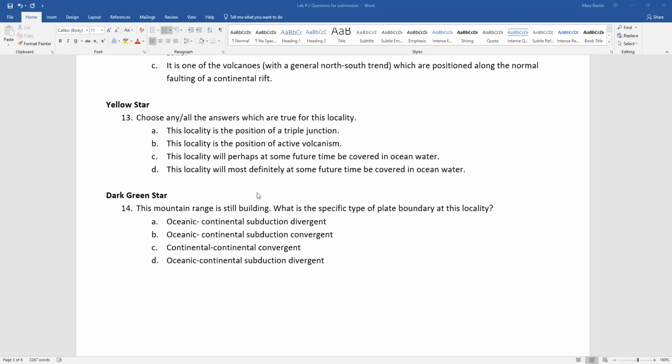This is the locality of active volcanism. Well, let's take a look at what that spot is doing. This locality will perhaps at some future time be covered in ocean water. This locality will most definitely at some future time be covered in ocean water. Well, it can't be both of these. So we're going to have to decide which of these, if either one. Let's go and take a look at where that yellow star is.